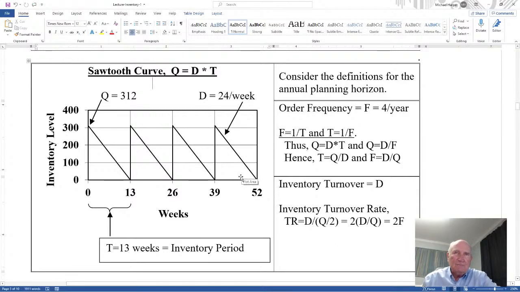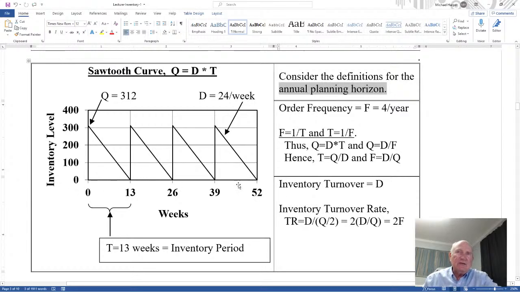Okay, now let's consider the definitions for the annual planning horizon. Our planning horizon is for a year. Notice this is 52 weeks, and 52 weeks is a year. So this is 1 year. Our inventory period is 13 weeks, but this is 1 year. Suppose that's our planning horizon, an annual planning horizon.